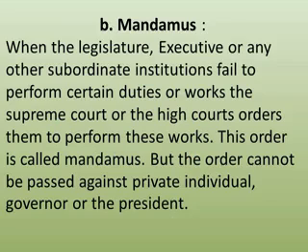The second one is mandamus. So this is when the legislature or executive or any other subordinate institutions fail to perform certain duties or works, the Supreme Court or the High Courts orders them to perform these works. This order is called as a mandamus, but the order cannot be passed against private individual or governor or the president. So which means the governmental institutions fail to work, the high courts can order them to do it in a better way.